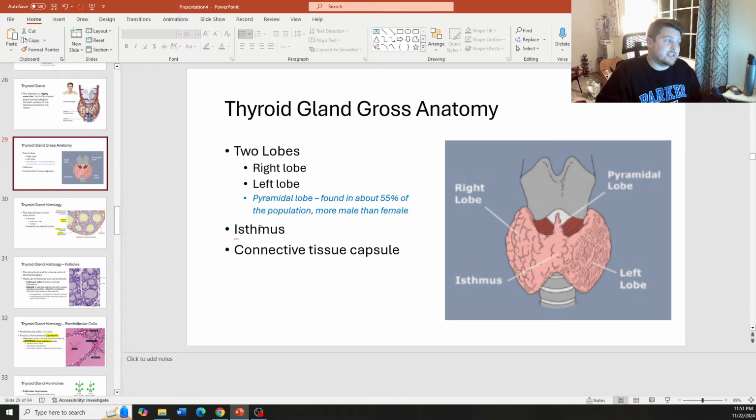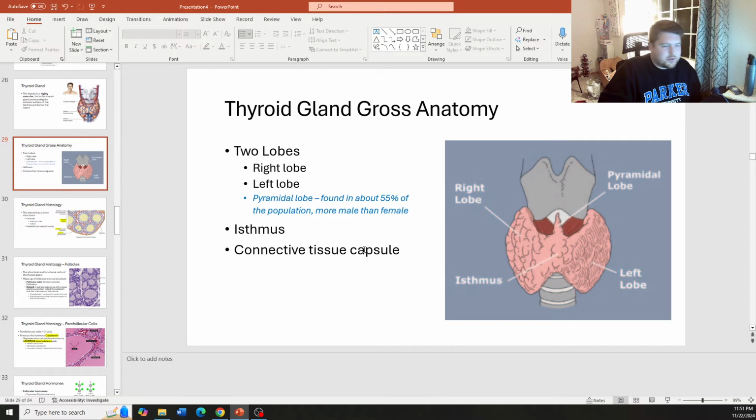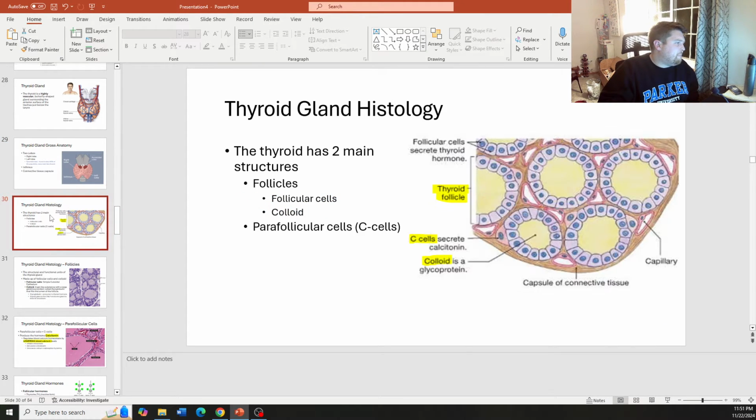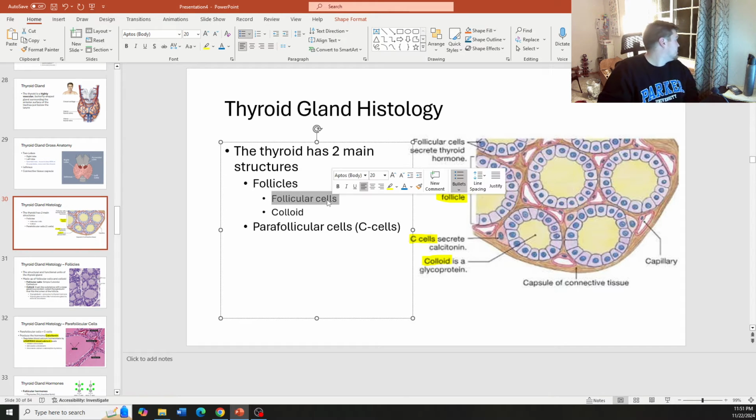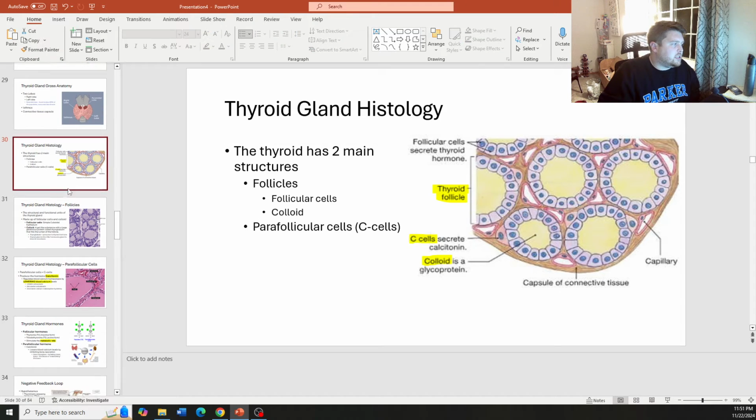The isthmus. And as well, there is a connective tissue capsule. So essentially there is a connective tissue that just surrounds the whole thing, kind of protecting the thyroid gland. There are two main structures that make up the thyroid gland. We have follicles, which are made up of follicular cells, as well as a substance called colloid. And then we also have parafollicular cells, which are also known as C cells.